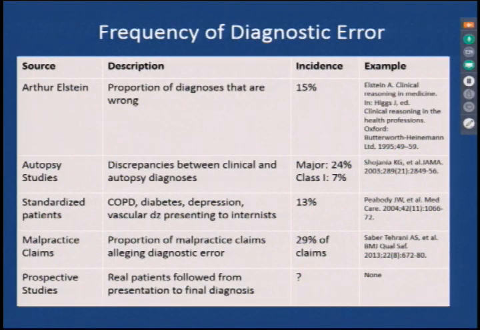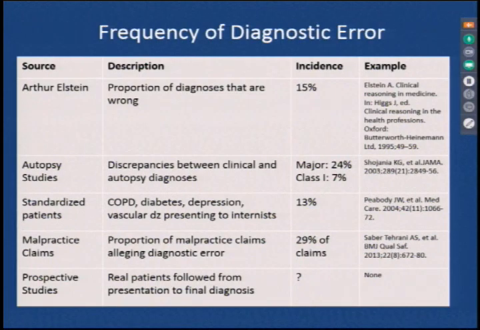They've also studied the incidence of diagnostic error by using standardized patients. So they'll take a patient with COPD and have them see a general internist in this particular study. And how often do they make diagnostic errors? Things like diabetes, depression, COPD, and that's about 13% of the time, so very close to Arthur Elstein.